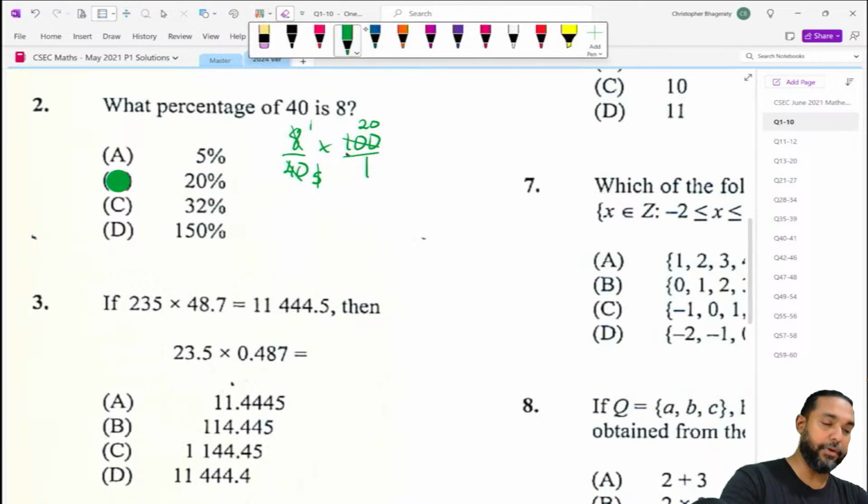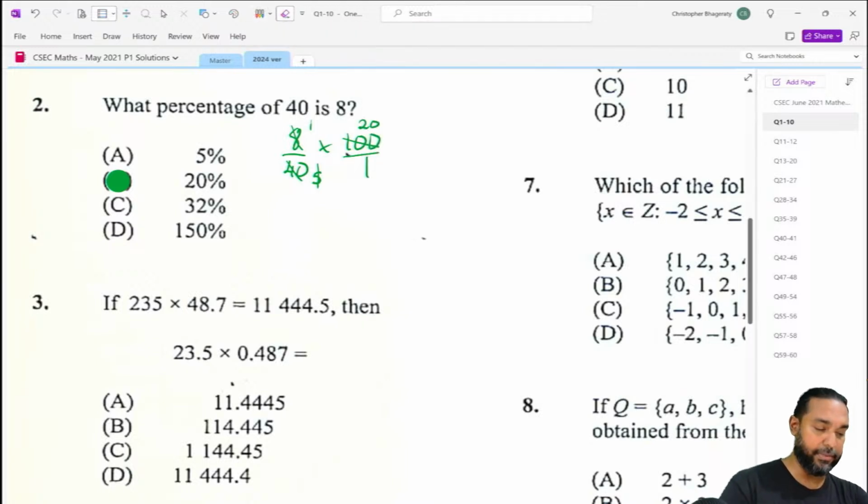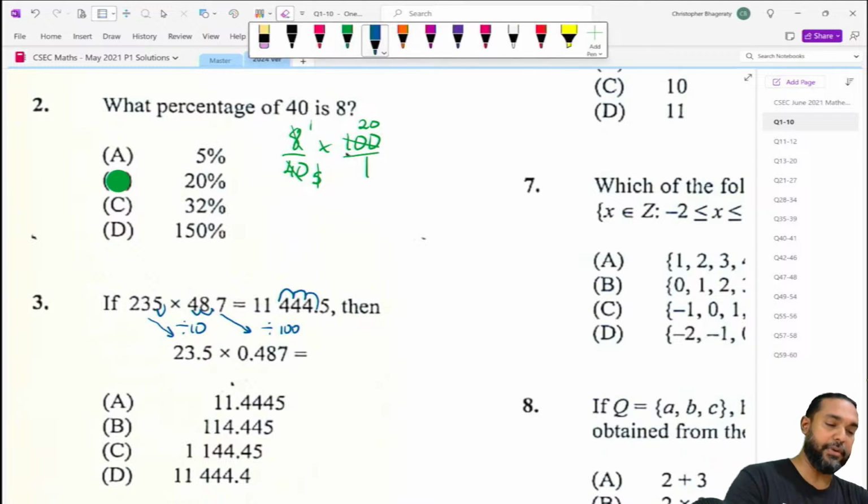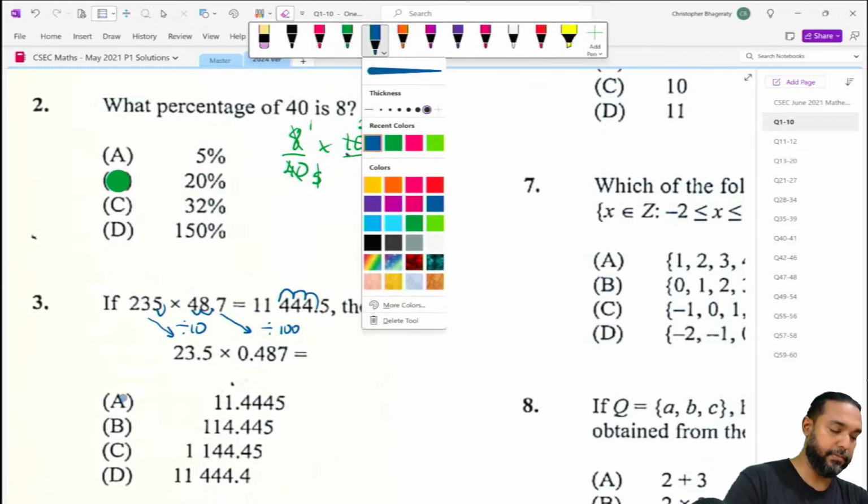Okay, following on from that. Okay, so this one, we've seen this one before. All right. So 235 plus 48.7 is equal to that. Now to get from 235 to 23.5, we have to divide by 10. And to get from 48.7 to 0.487, we have to divide by 100. Because the point shifted back 2 spaces, right? And shifted back 1 space here. So in all, how many places did the points shift in total between the two? Three spaces, right? So in your answer, it'll also shift back 3 spaces. So your answer here would be A.